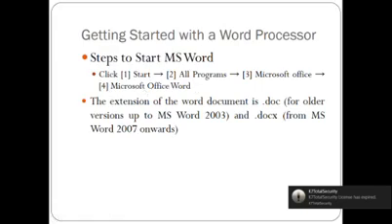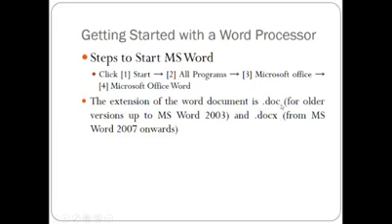Normally the extension of a Word document is .doc or .docx. It is .doc for the older versions, up to 2003, like 1997, 2000 to 2003. But later on, from 2007 onwards, 2010, 2013, 2016, many more versions, the default extension of the document is .docx.